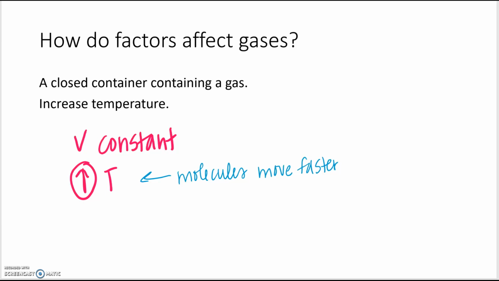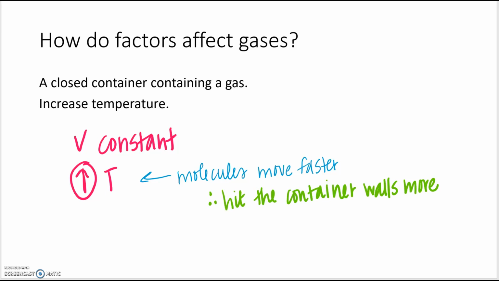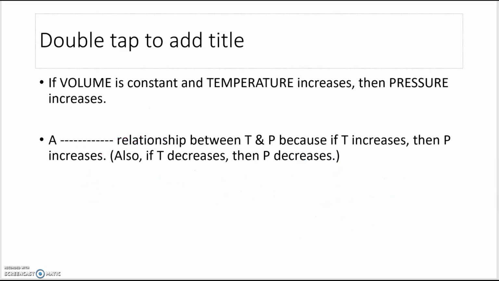If particles are moving faster, what does that mean about hitting the walls of the container? You should tell me that it's going to hit the walls more. And so what does that mean about pressure? You should be able to tell me that that would increase pressure. If volume is constant and temperature increases, then pressure increases. So it's one of these again where if this one increases, this one also increases.